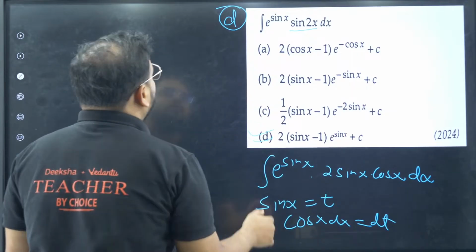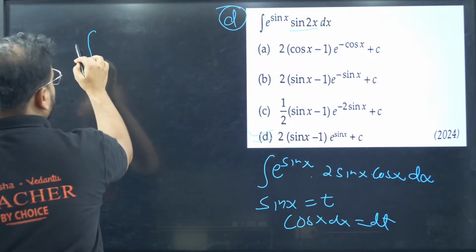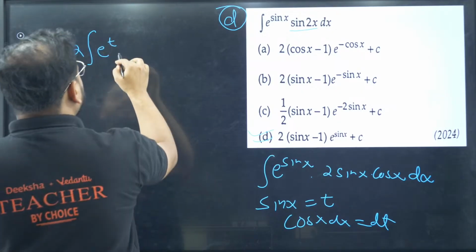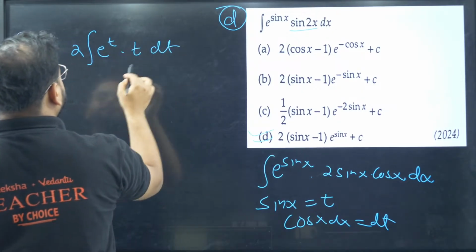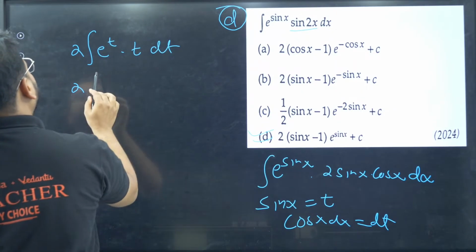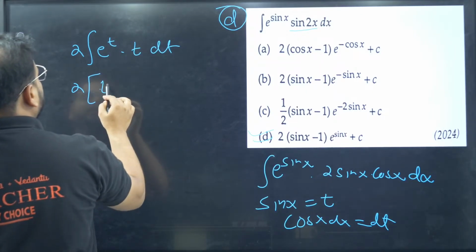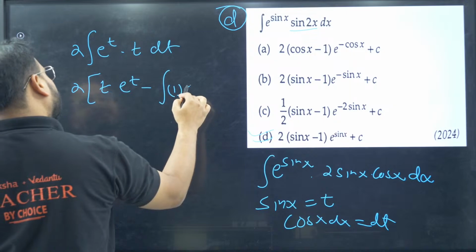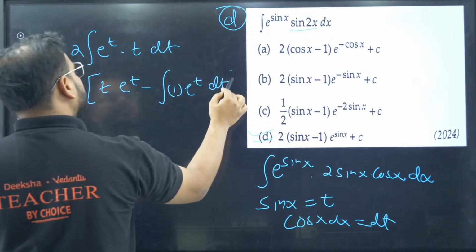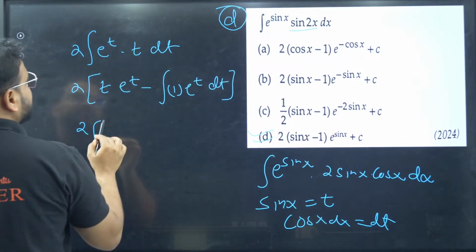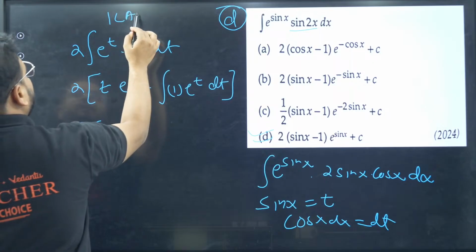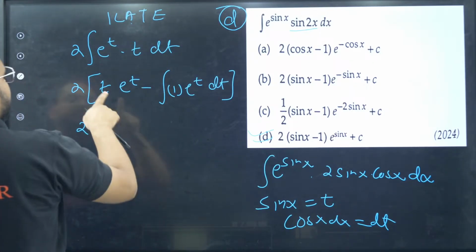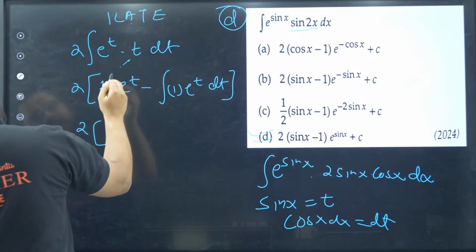Please check the integration now. Over here you have 2 outside, e power t is there. Of course you'll have this as times t dt. By parts is going to be used over here. Preference is given to t, keeping this as it is, minus derivative of t will become 1, integration of this is going to be e power t again with dt. We have over here twice of, please check, the operation is ILATE, right? So algebra has the preference over the exponential function. That's why I've kept this as function number 1.